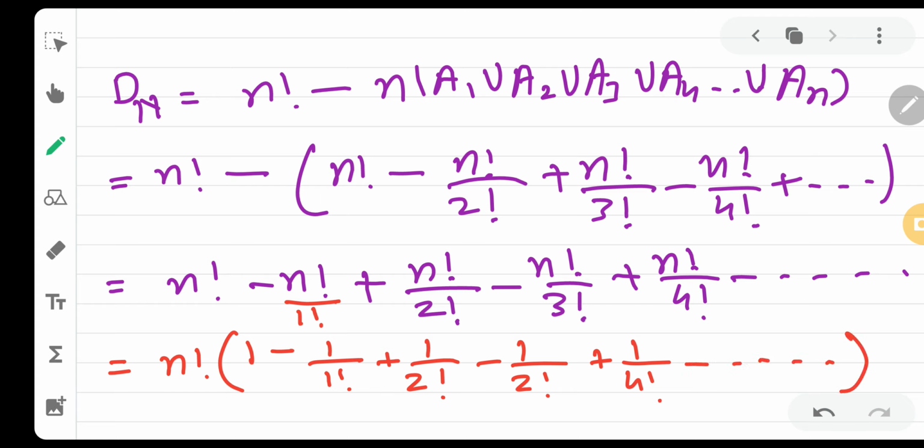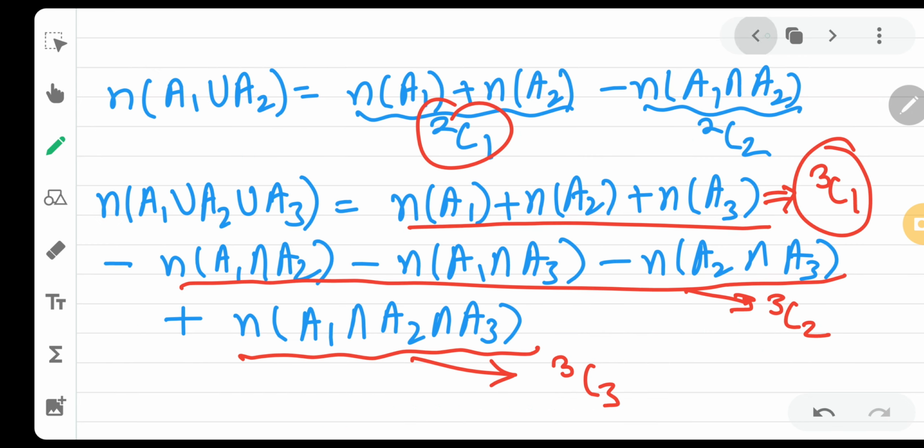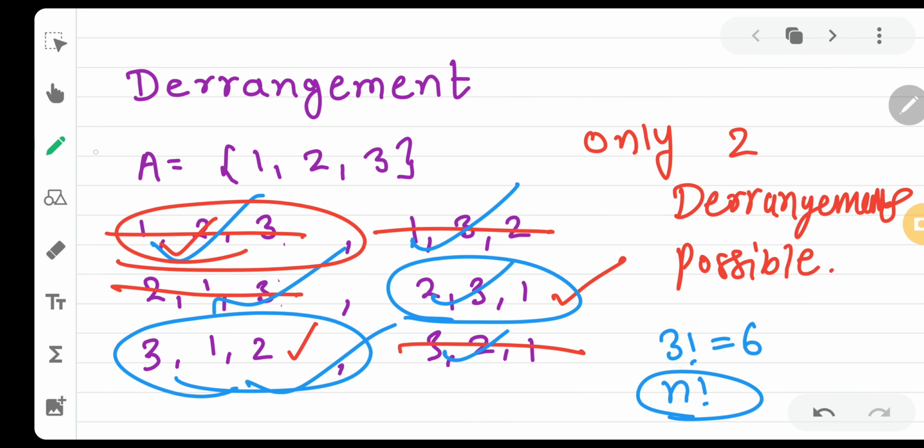This process continues. So the derangement of n objects, such that no object is at its correct position, is n factorial into the bracket 1 minus 1 upon 1 factorial plus 1 upon 2 factorial minus 1 upon 3 factorial plus 1 upon 4 factorial and so on. Now you will say, sir, whether this formula works or not. As you have seen, the derangement of 3 objects, which we saw at the start of the video, was given as 2. That was by practical counting.